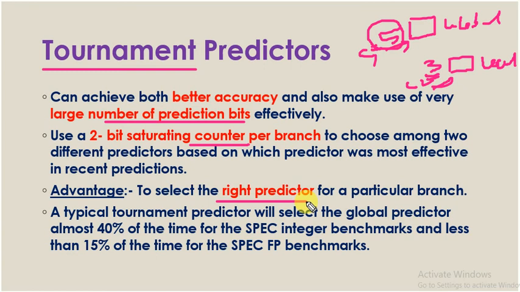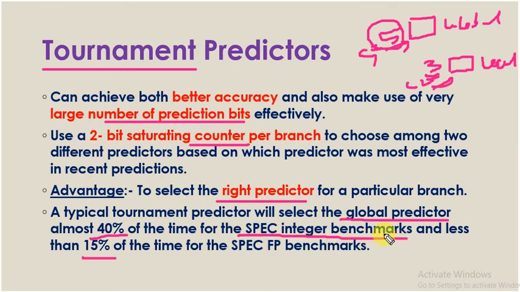A typical tournament predictor will select the global predictor almost 40% of the time, and less than 50% of the time for the local; most of the time the global predictor gives more of the predictions. This is taken from the SPEC integer benchmark.